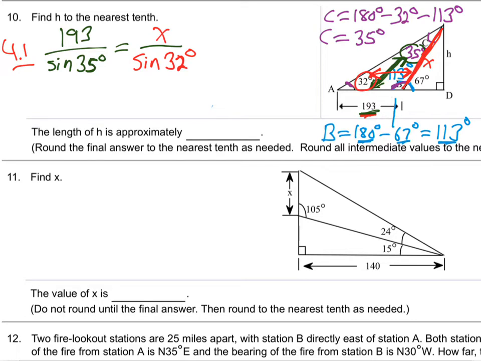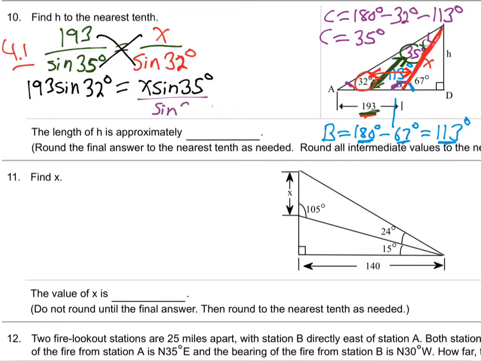Let's do it. So cross multiply, so 193 sine of 32 has to equal x sine 35 degrees. And now, what do we do to solve for x? Trying to get x alone, divide by the sine of 35. X is alone. X has to equal, so I'm going to take out my calculator now.